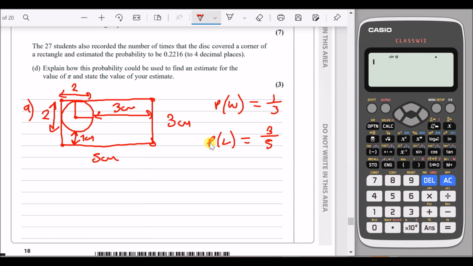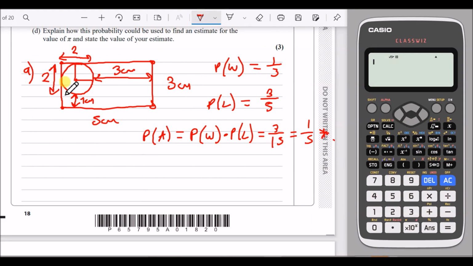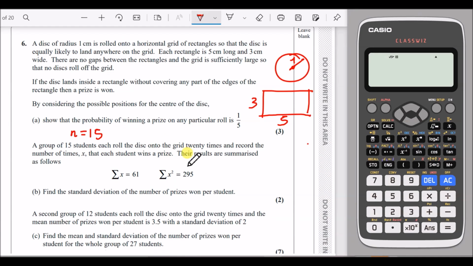That means therefore the probability that it fits in the area would be the probability of width times the probability of length, which is a third times 3/5, which is 3/15, and that's the same as 1/5. Okay, so moving on to part B.